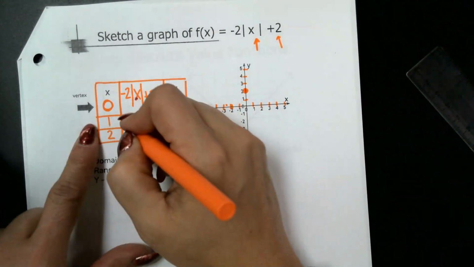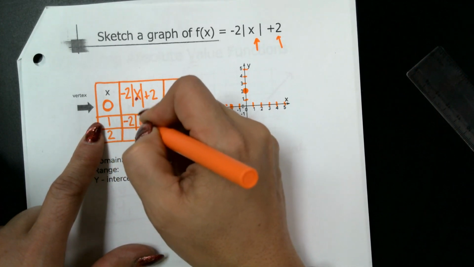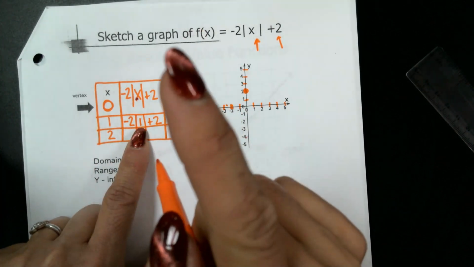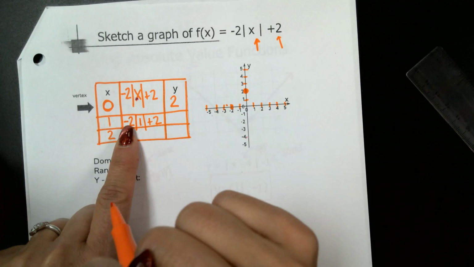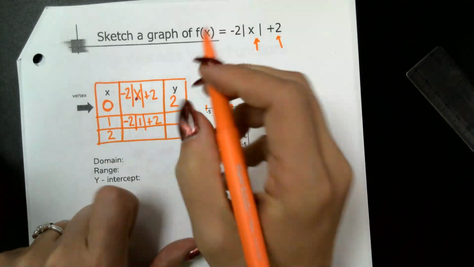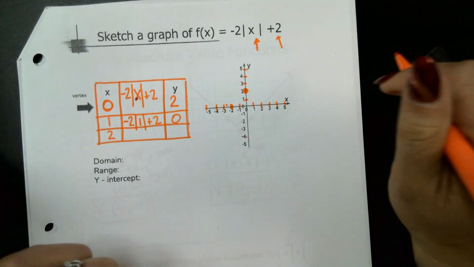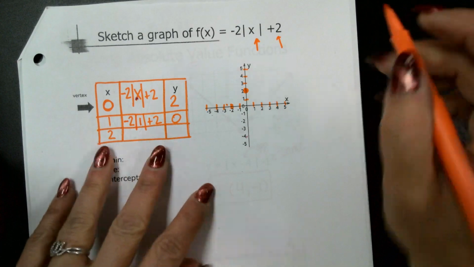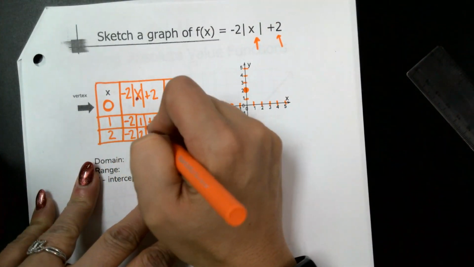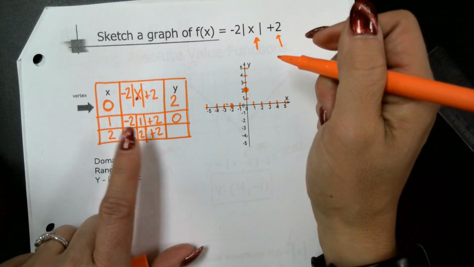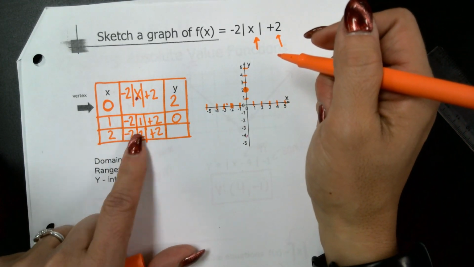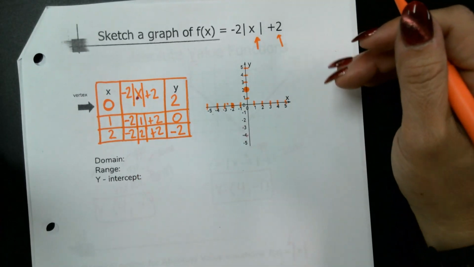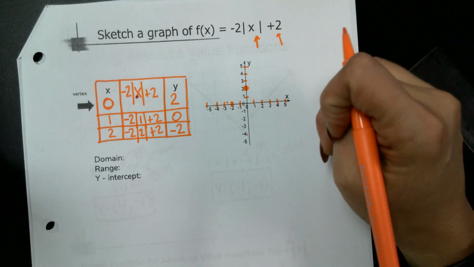All right, now look, when you plug in that 1, it goes inside the bars, but you still have, okay, what's the absolute value of 1? 1 times negative 2, and then negative 2 plus 2. 0. And then when we do the 2, what's the absolute value of 2? Times negative 2, and negative 4 plus 2. Negative 2.